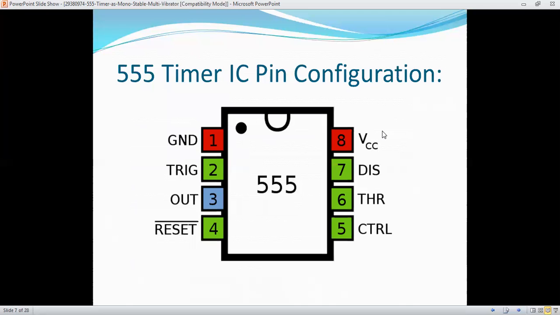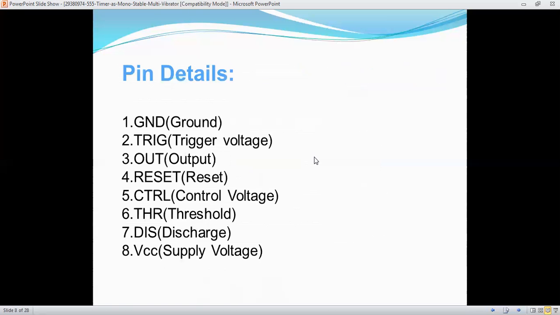This is a simple diagram of the pin configuration of the 555. You have seen it in the previous classes. I discussed it in the last video, lecture one, on the 555 timer. Pin number one is ground, pin two is trigger, pin three is output, pin four is reset. Pin 5 is the control voltage pin, pin 6 is threshold, pin 7 is discharge, and pin 8 is plus VCC. These are the pin details, so you have to see the video.